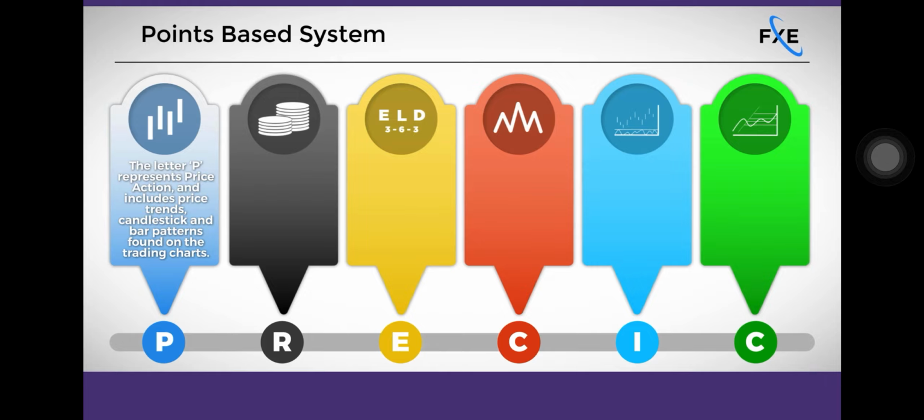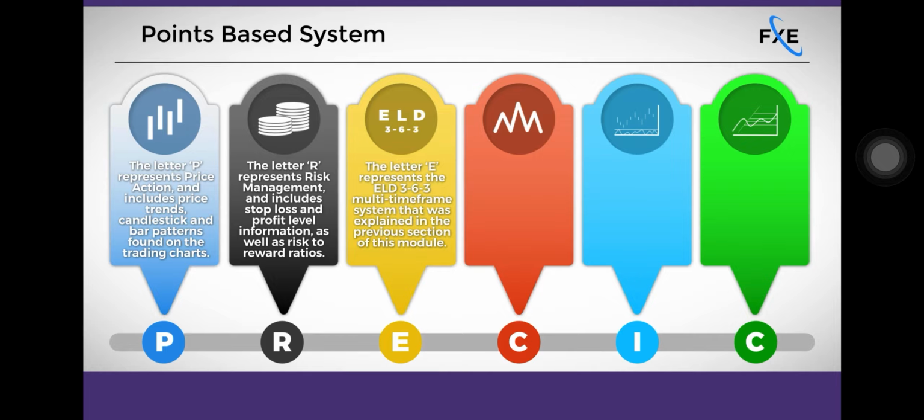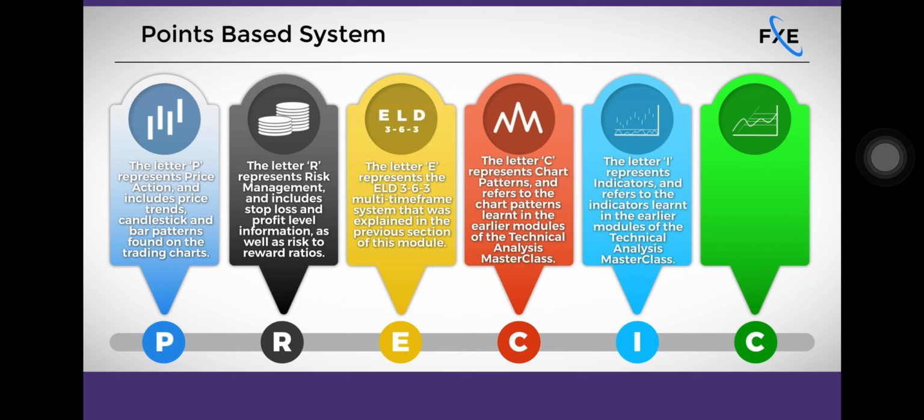The letter P represents price action and includes price trends, candlestick, and bar patterns found on trading charts. The letter R represents risk management and includes stop loss and profit level information, as well as risk to reward ratios. The letter E represents the ELD 363 multi-time frame system that was explained in the previous section. The letter C represents chart patterns and refers to the chart patterns learned earlier in the sections of this course. The letter I represents indicators and refers to the indicator techniques learned in the earlier sections of Module 4. And the second C represents charting techniques and includes support and resistance, trend lines, Fibonacci retracements, and channels.